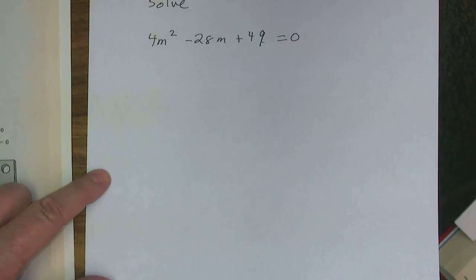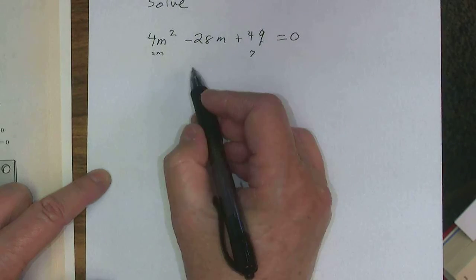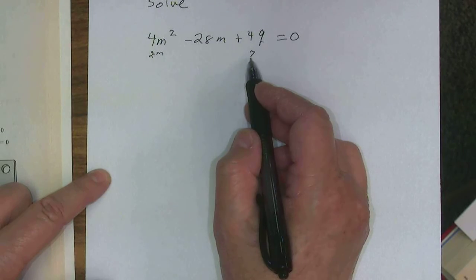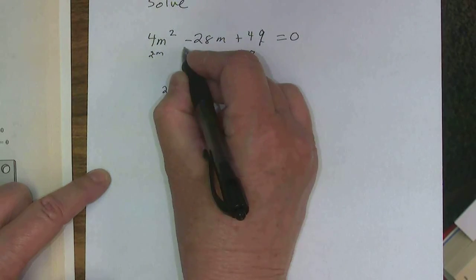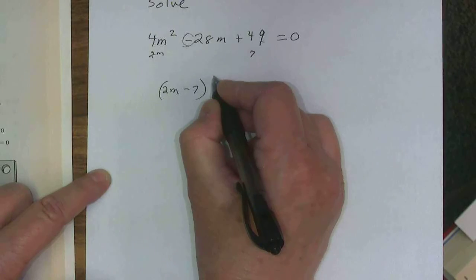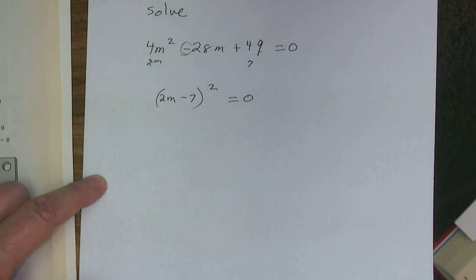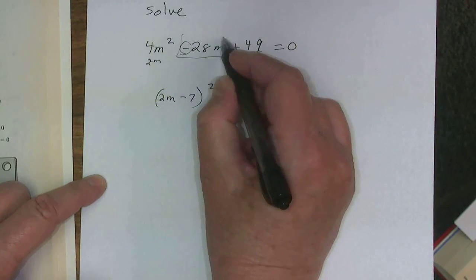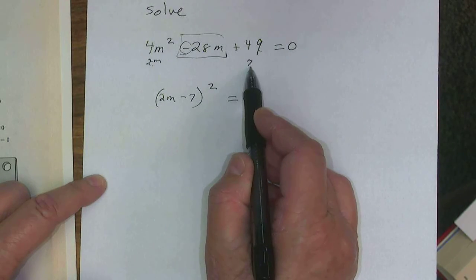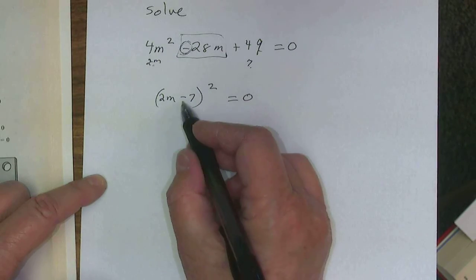Now, at a first glance, this is a perfect square. 2m, 7m, that's 14, doubled, 28. So this is 2m minus 7 squared equals 0. That's the way that factors. That trinomial is the square of a binomial. Remember how we recognize it? That's a perfect square, that's a perfect square. That is twice the product of those square roots. 14m, doubled, 28. With a negative, it means it's minus.